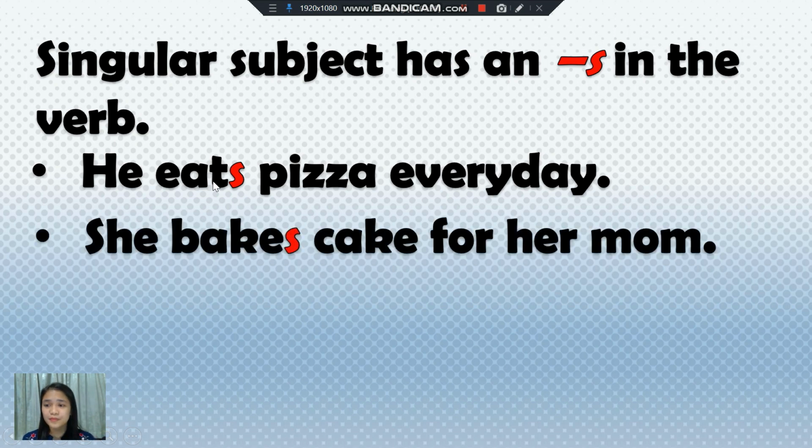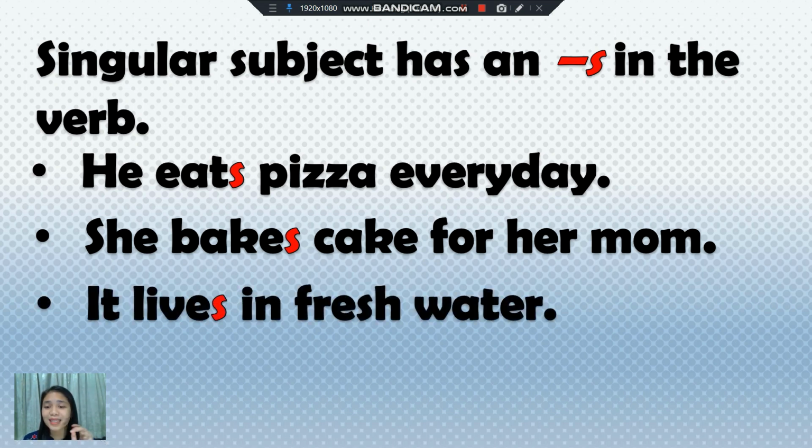Another example, she bakes cake for her mom. She here is a singular subject, only one. That's why the verb bake, bakes, has an S. Another example, it lives in fresh water. It is the singular subject, that's why lives has an S. So it lives in fresh water.